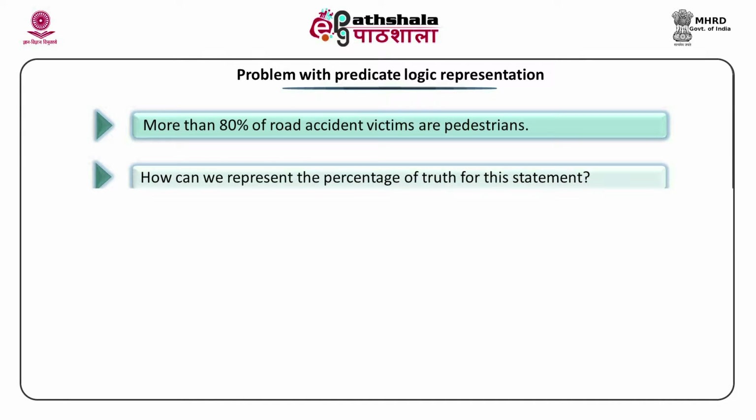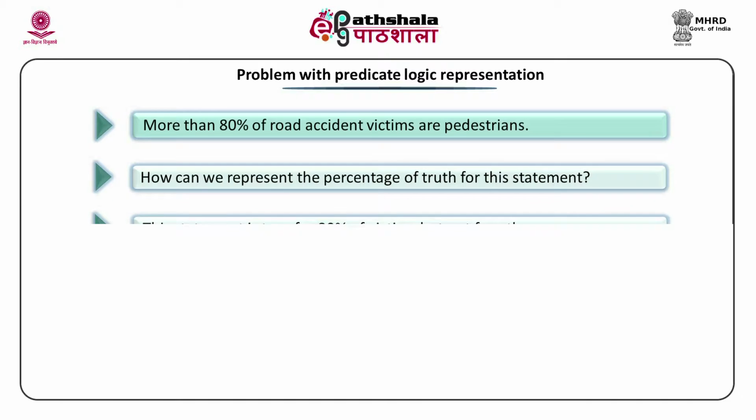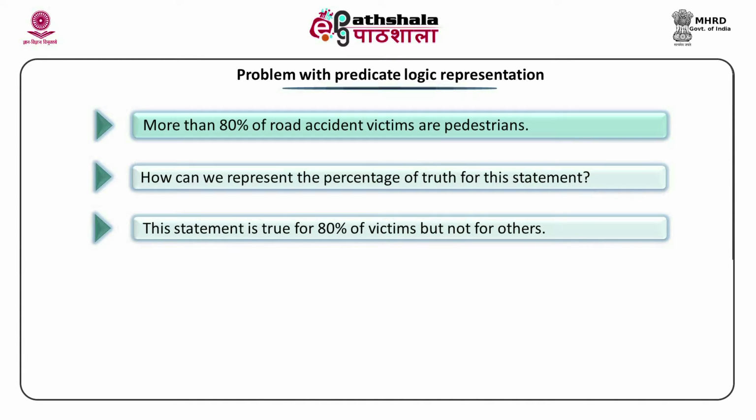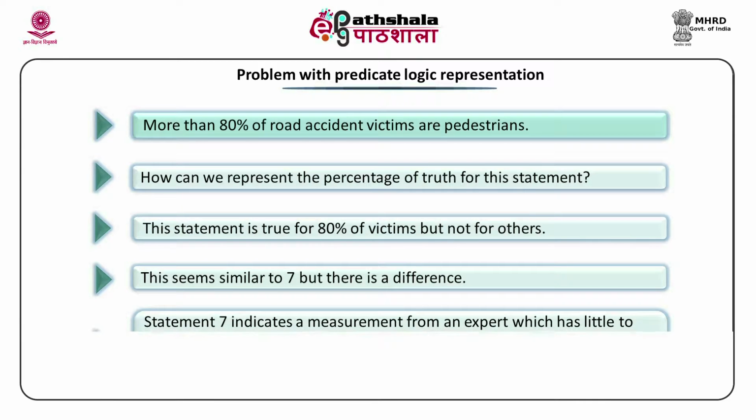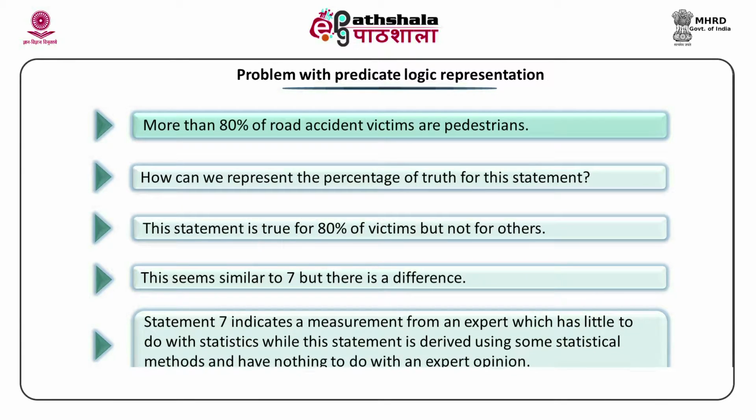Now, again this statement is true for 80% of the cases, it is not true for 20% of the cases. The same problem with the representation of predicate logic. What is the difference between this one and the previous one? Remember, the previous one is based on subjective probability that we have talked about. This 70% value is basically a quantification of experts' judgment.